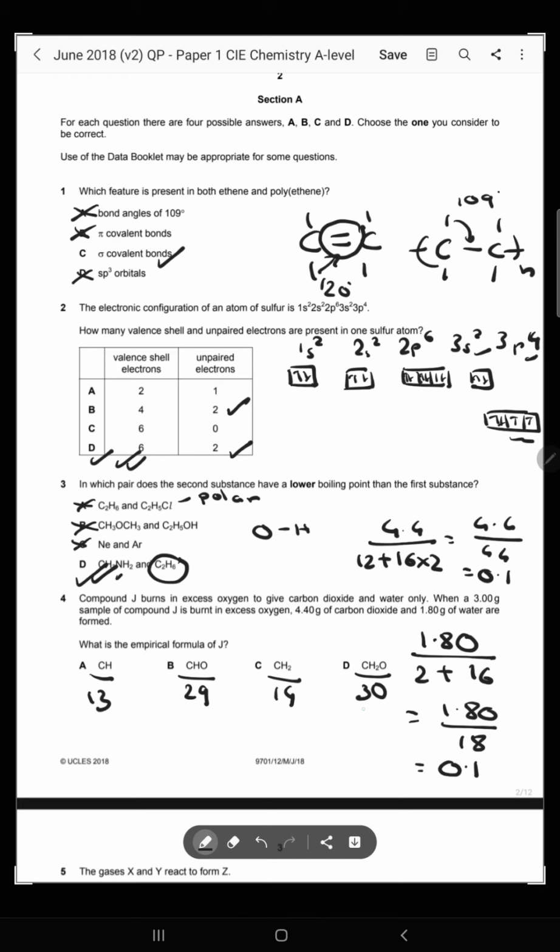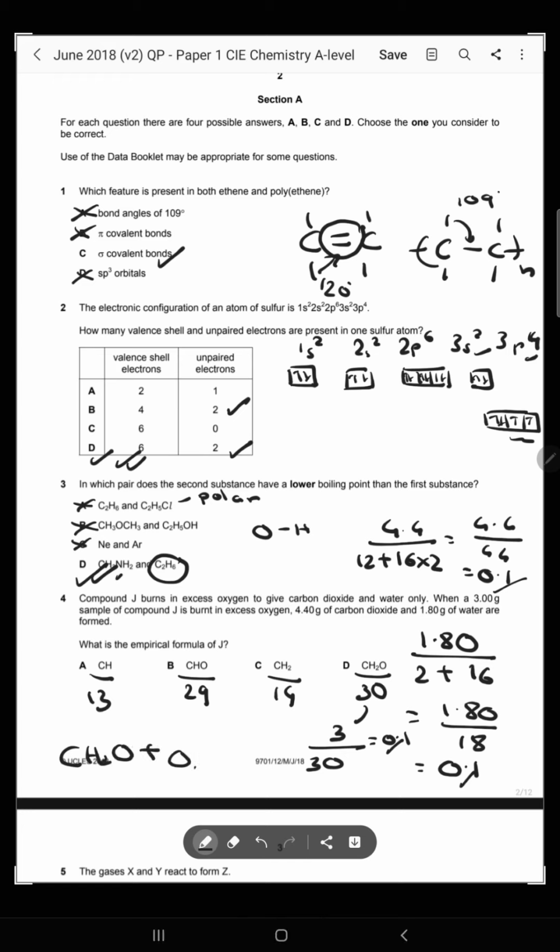this is going to have 3 grams divided by 30 equals 0.1 moles. The molar ratio is equal for all of these. 0.1 moles of CH2O burns in excess oxygen to produce 0.1 moles of carbon dioxide and 0.1 moles of water. So the formula is going to be kind of like this.